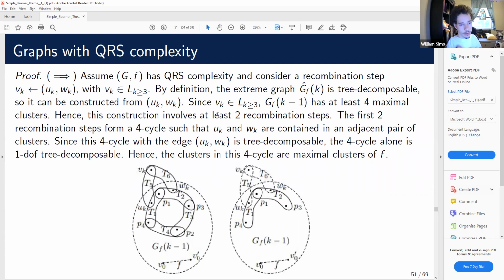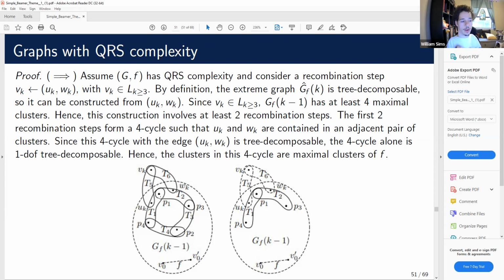And notice that the first 2 recombination steps that we perform form a 4 cycle. So now this picture will be more useful, right? This is G sub f of k-1. And then we get our extreme graph by adding an edge between U sub k and W sub k here. And here are our 4 clusters that are contained in G sub f k-1. So we have to do 2 recombination steps that add these 4 clusters.